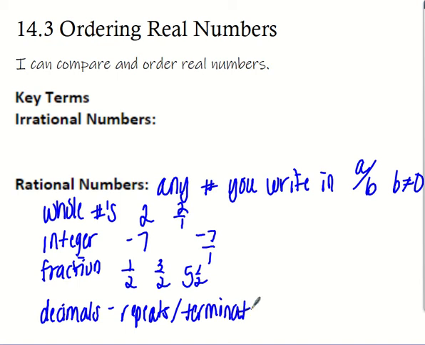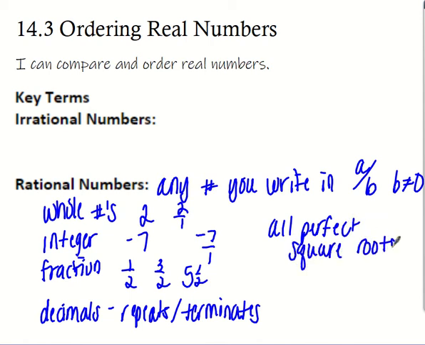Now the last one that we have to add to our list of rational numbers is all perfect square roots. Remember, in my class we talk about all the ones you can count on your hand. So it'd be like 1, 4, 9, 16, 25, just to name the first 5, right? So all perfect square roots, because they're a whole number, when you take them out of the root symbol, you can write those as a fraction.